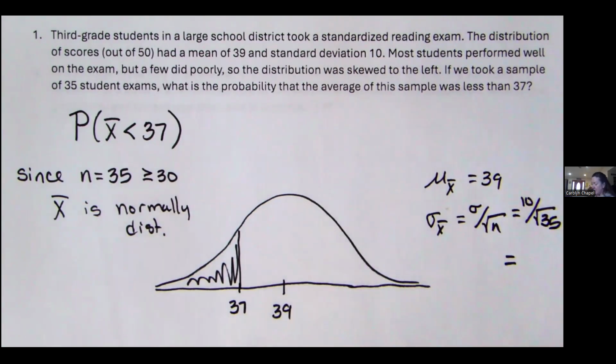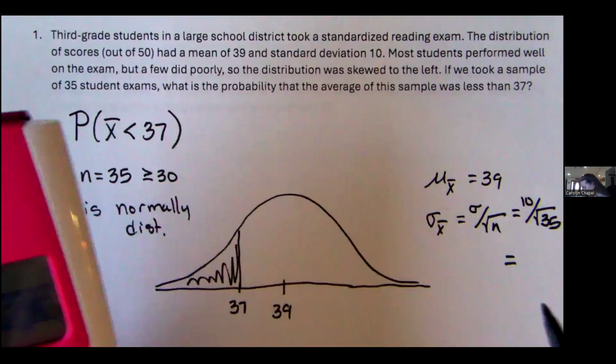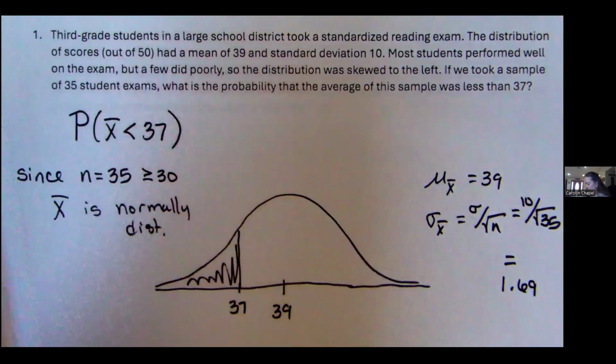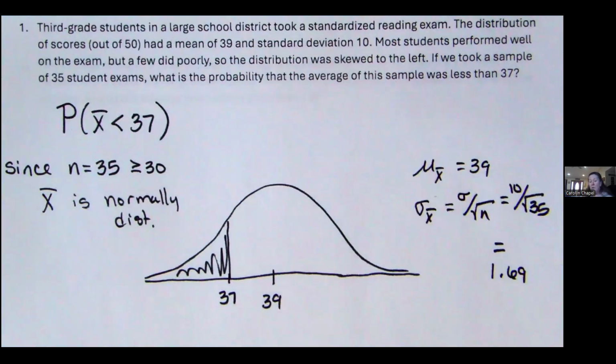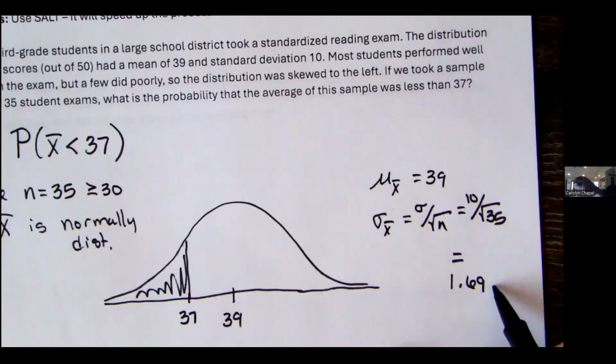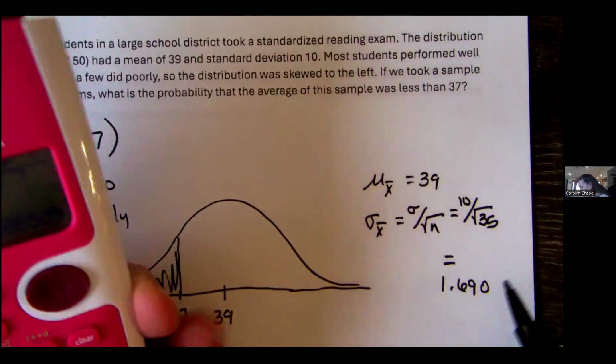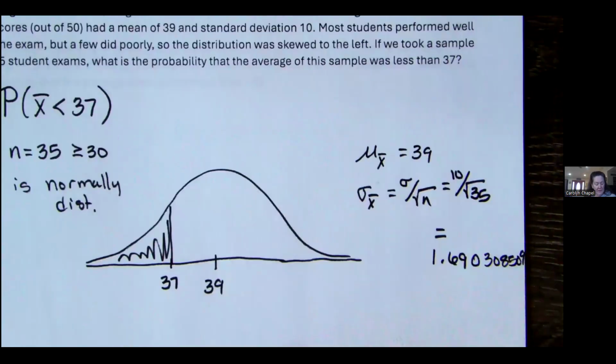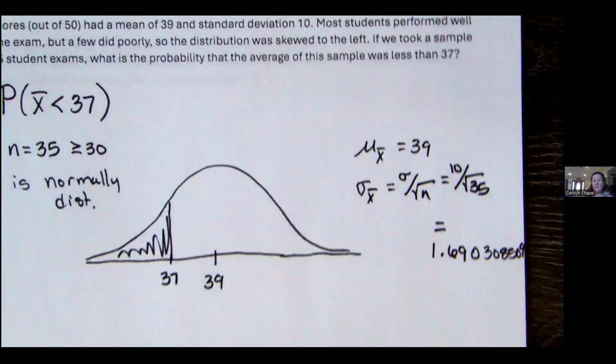I will need this decimal when I go to SALT. Unfortunately, SALT does not allow me to put in the square root. So let me do 10 divided by the square root of 35. I need to get that value in decimal form. I get 1.69, and then there's a 0, so I'm just going to go with 1.69. You can put in more digits. Maybe I will put in some more digits just to make sure. I don't know how many SALT will allow me to use, but those are the ones my calculator gives me. So now I'm going to go to SALT.